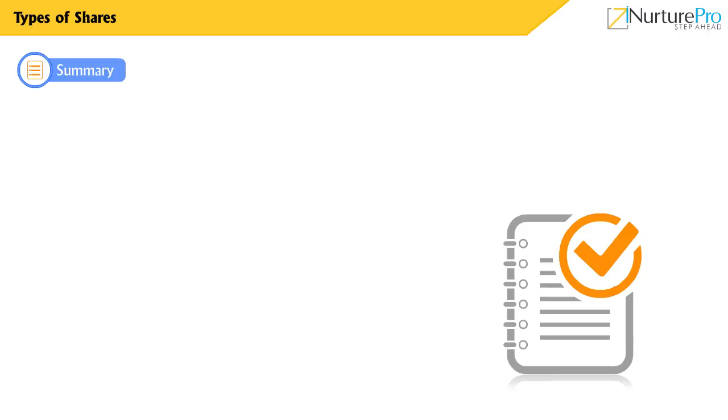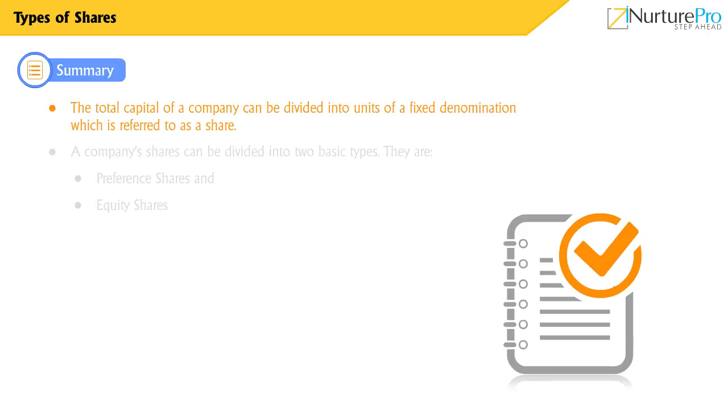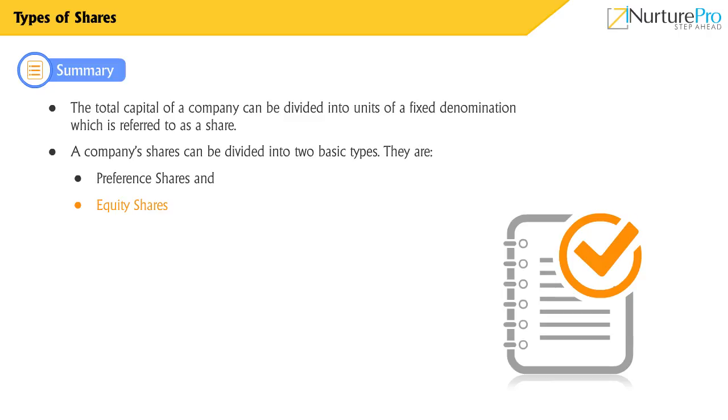Let's have a quick recap on what we discussed. The total capital of a company can be divided into units of a fixed denomination, which is referred to as a share. A company's shares can be divided into two basic types. They are preference shares and equity shares.